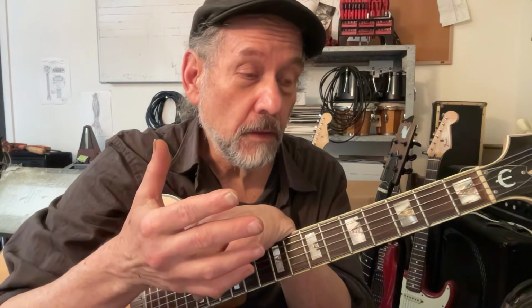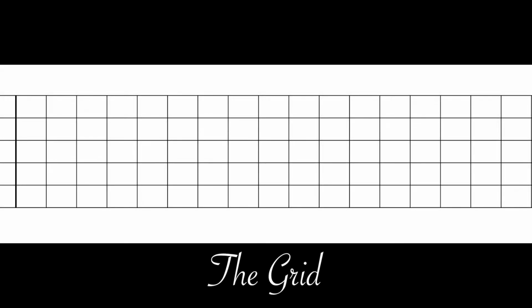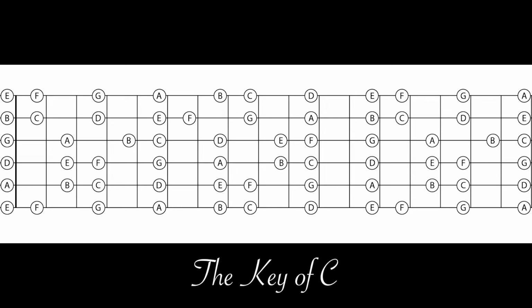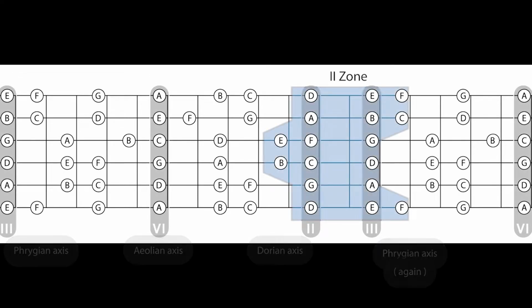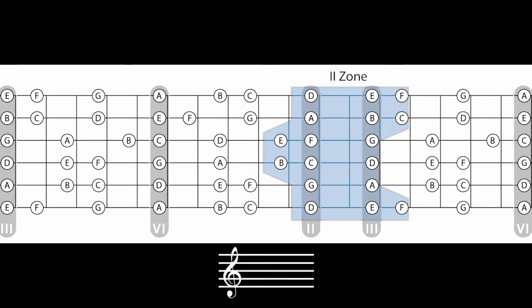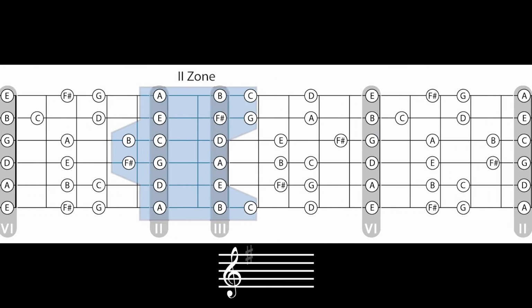If you need a little historical perspective on the 2 zone, I prepared this brief documentary video. Let's watch. First, there was the grid. Then, there was the key of C. Then there were the axis positions. Then, there was the 2 zone in the key of C. And then, there was the 2 zone in the key of G.